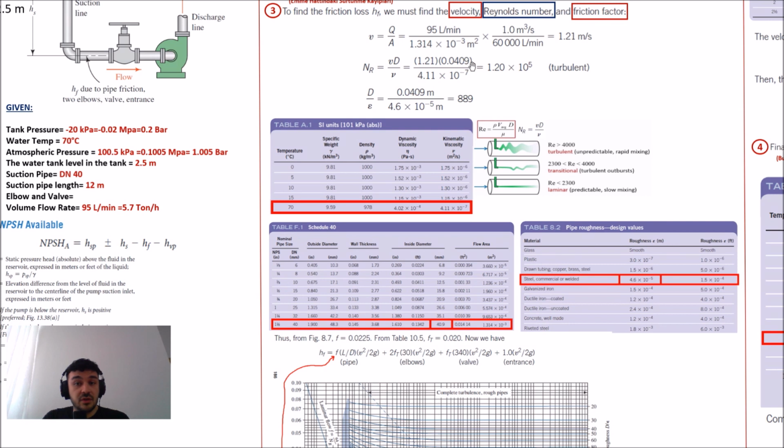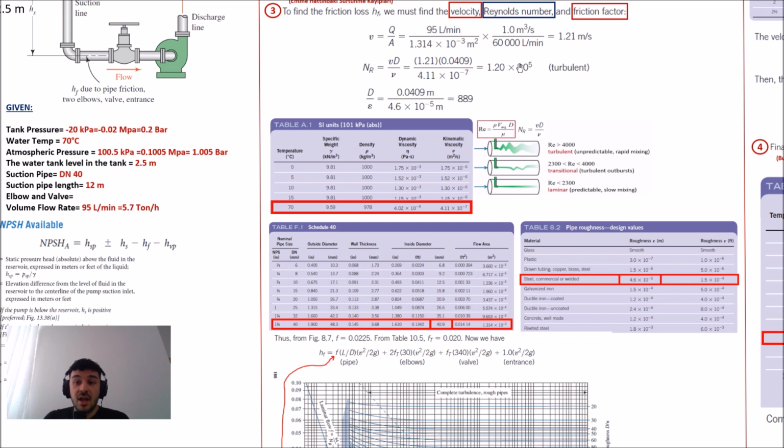0.0409 meter. And then what is the kinematic viscosity? According to the temperature, which is 70 degrees Celsius, you can get the kinematic viscosity here, and you can write it here to calculate the Reynolds number. If your Reynolds number is higher than 4000, this is a turbulent flow.